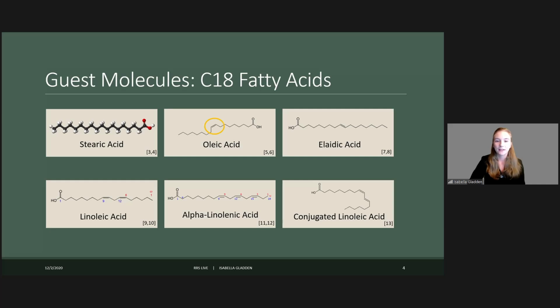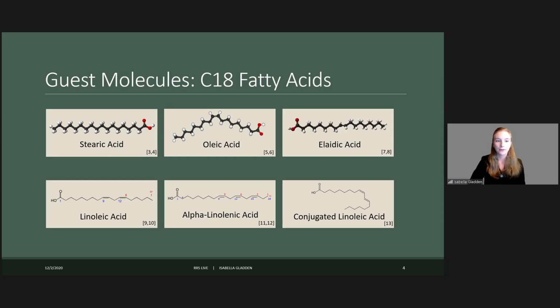Oleic acid is a monounsaturated fatty acid since it has one double bond, shown here. Since the double bond is in the cis form, its structure changes to this in the three-dimensional structure. Elaidic acid also has a double bond in the same location as oleic acid, however, it is in the trans form, so its structure is less affected three-dimensionally.